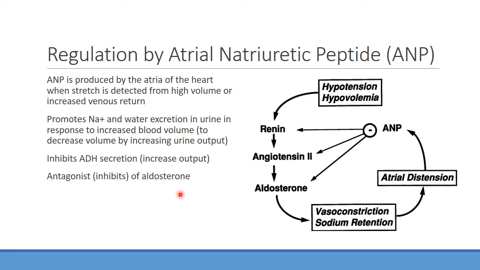So the ANP is going to be increased release when you have too much blood volume around, too high blood pressure, helps to decrease the renin system, the aldosterone system, also helps to block ADH as well. Okay, so kind of two sides of a coin to think about how to regulate blood volume, blood pressure. All right, everyone still with me? Any questions so far? Pretty straightforward for the most part.